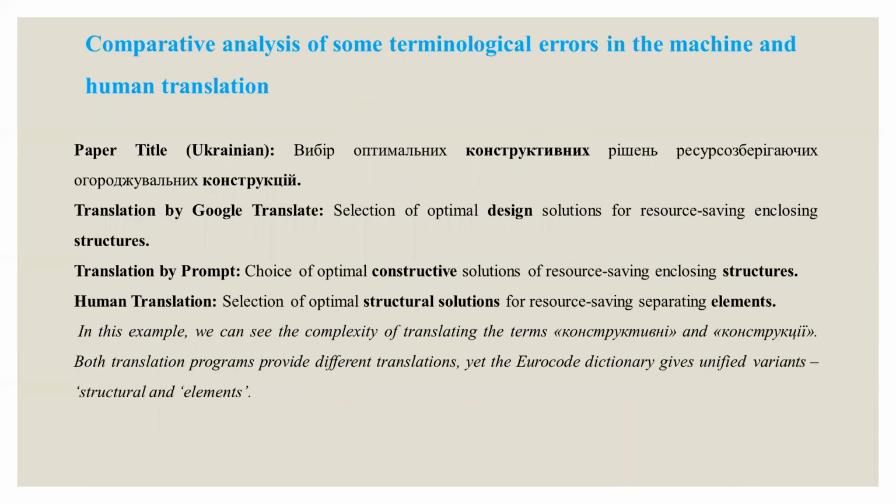We can give the example of comparative analysis of some terminological errors in the machine and human translation based on the given example of the translation of one paper title. In this example, we can see the complexity of translating the terms konstruktivni and konstrukcije. Both translation programs provide different translations, yet the Eurocode dictionary gives unified variants, structural and elements.